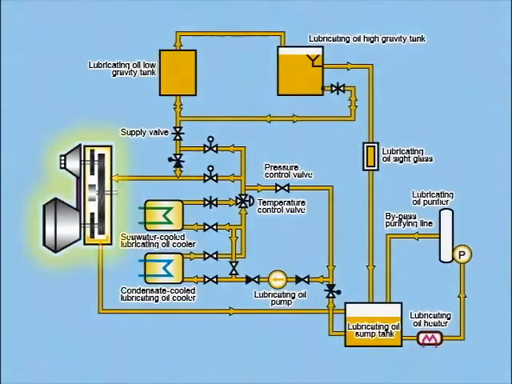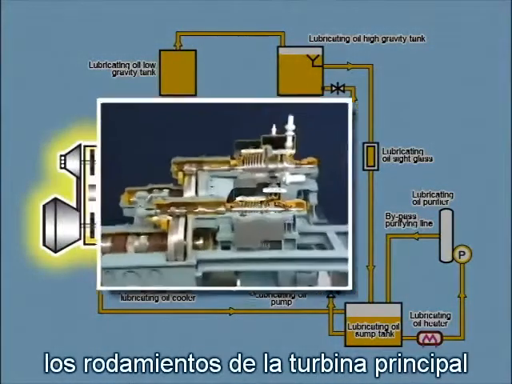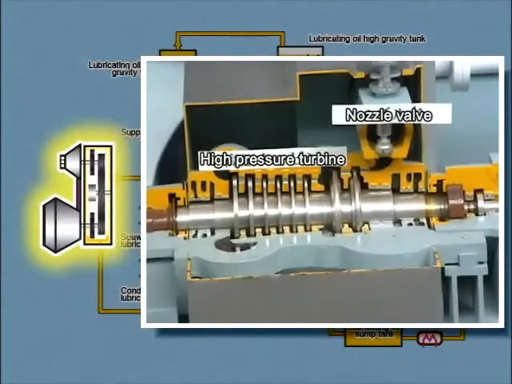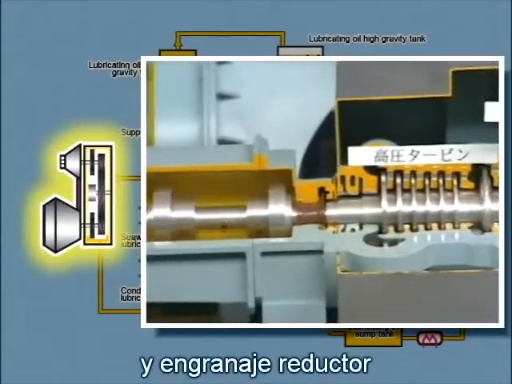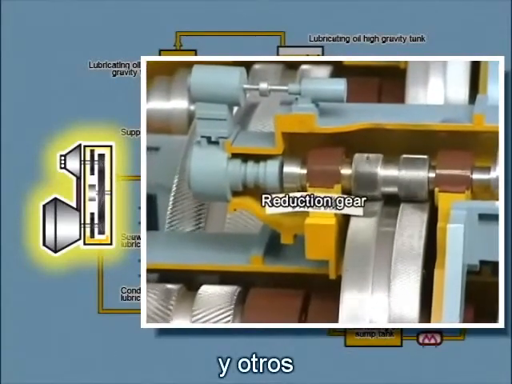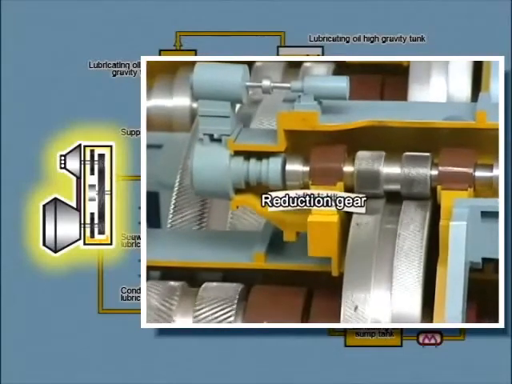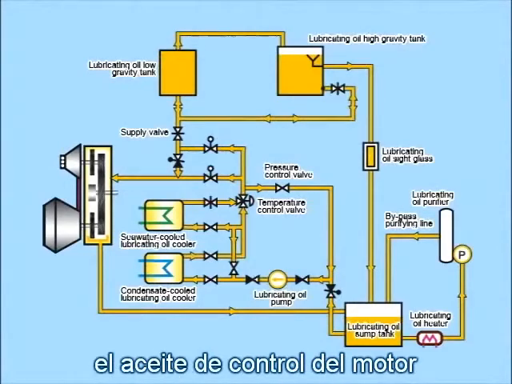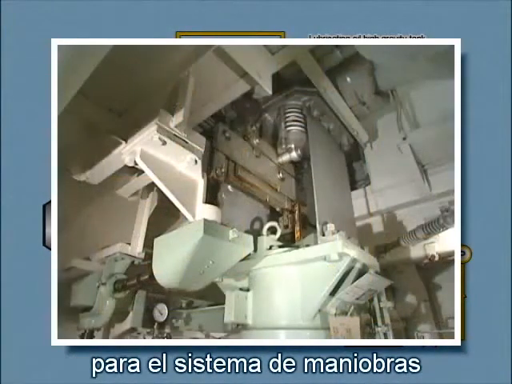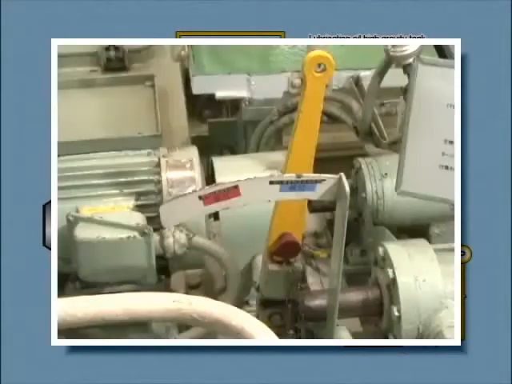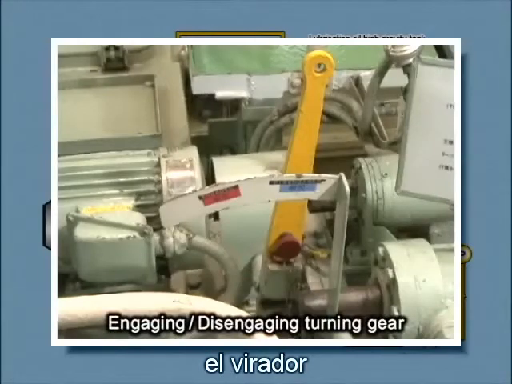Lubricating oil, LO, is supplied to lubricate the main engine turbine bearings, reduction gear bearings, and reduction gear and flexible coupling tooth flanks, among others. Meanwhile, main engine control oil is used as hydraulic oil for the maneuvering system, safety devices, and for engaging and disengaging turning gear.